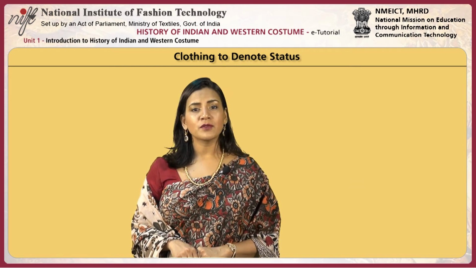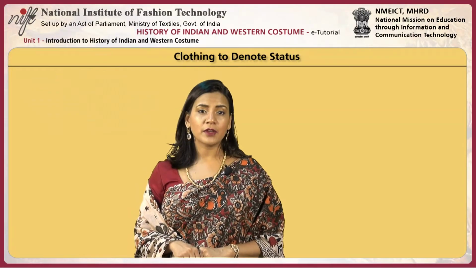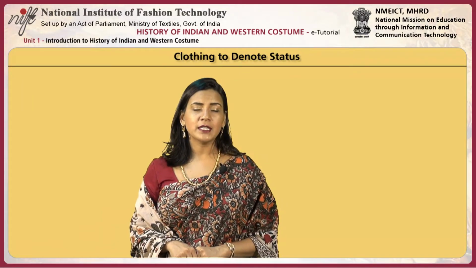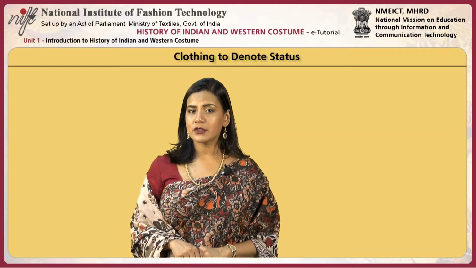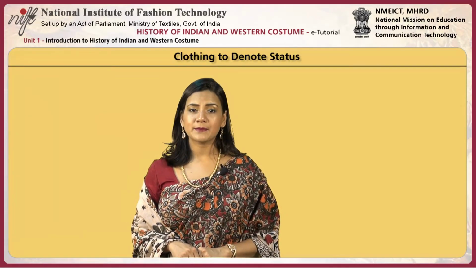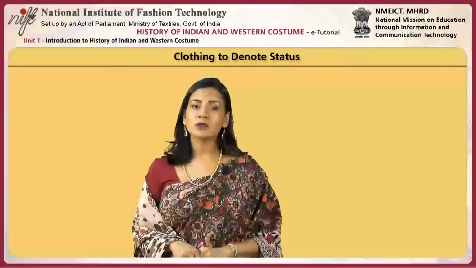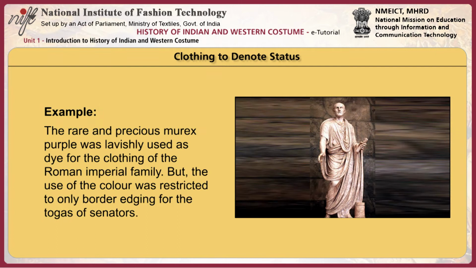One of the most ancient forms of status dress is clothing reserved for those of special rank, hieratic privilege, or economic significance. At various times in history, certain types of apparel, accessories, fabrics, trimmings, dyes, and various other luxury goods were reserved for the exclusive use of the elite. These restrictions were often codified into sumptuary laws, which by design were enacted to keep society visibly stratified. Even within the ranking classes, sumptuary restrictions were established to denote status. For example, the rare and precious murex purple was lavishly used as a dye for the clothing of the Roman imperial family. But the use of the color was restricted to only border edging for the togas of senators.